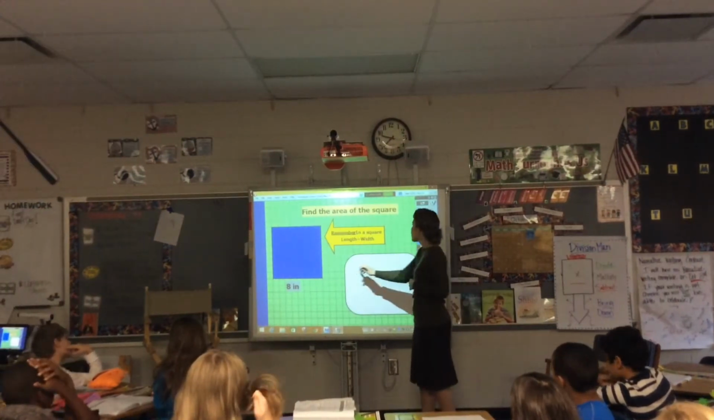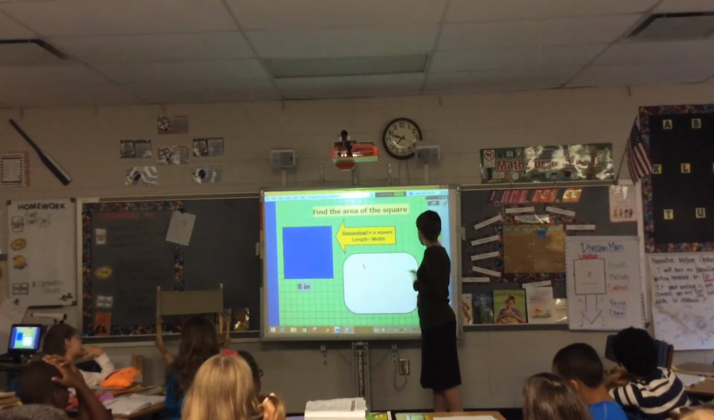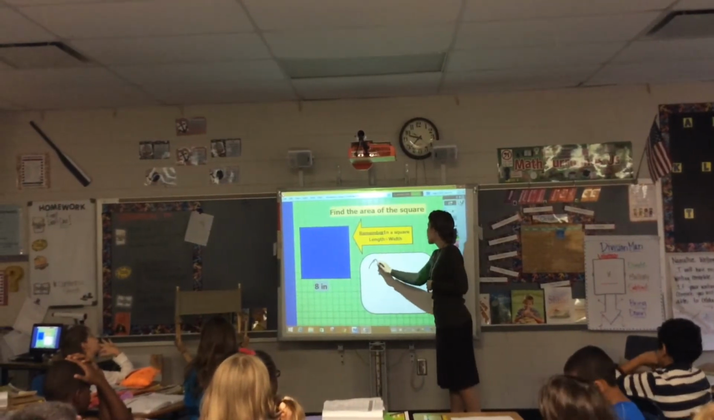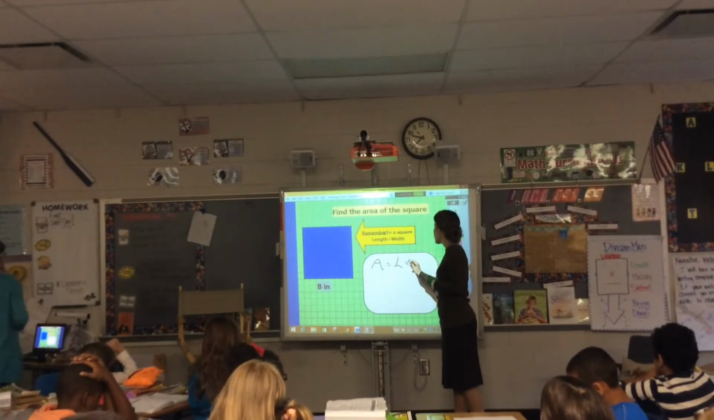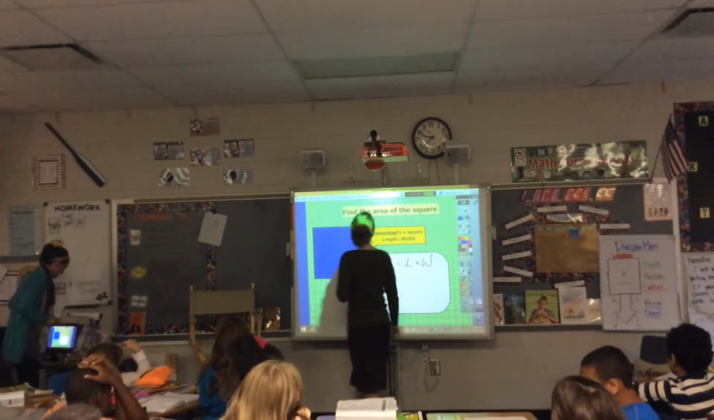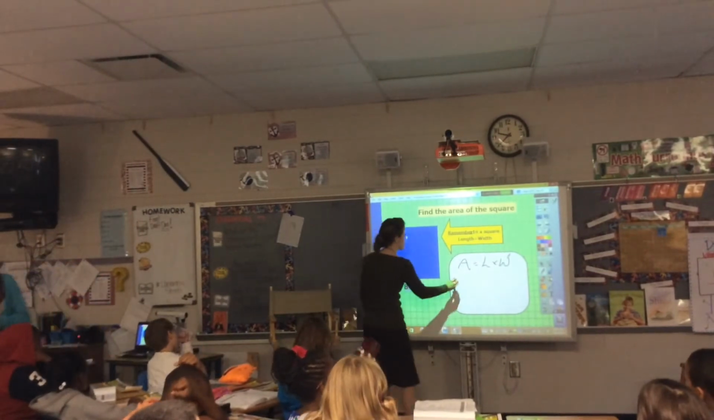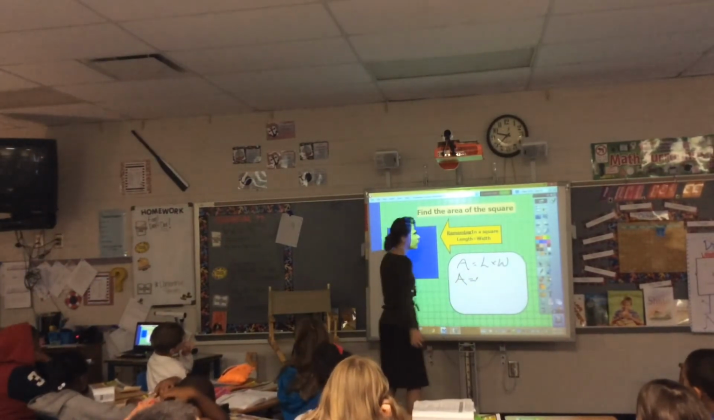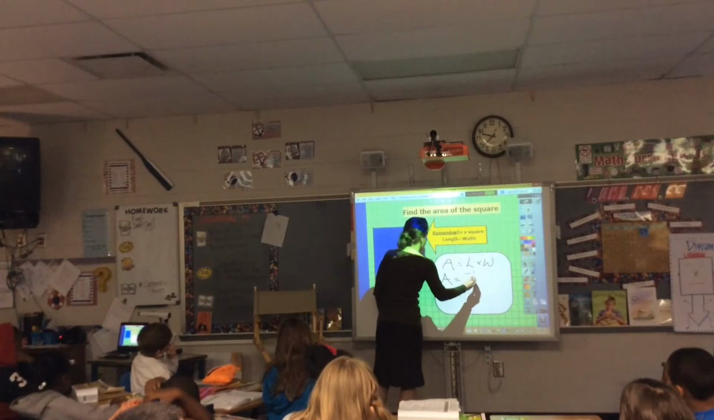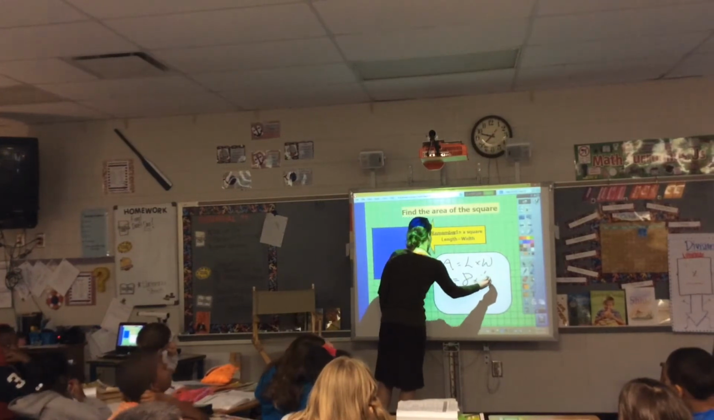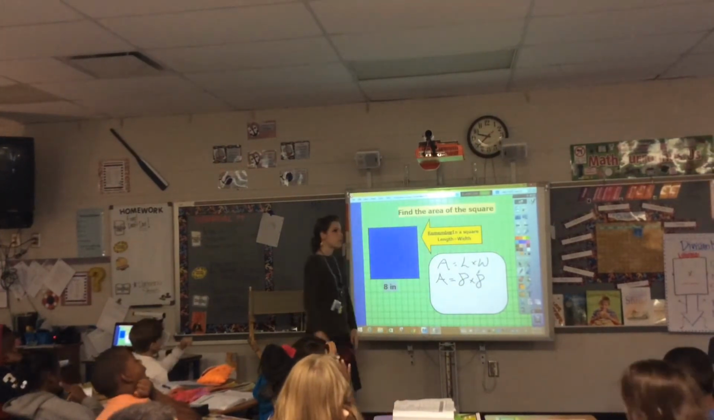Okay, makes sense. So she's saying we have our area equals length times width, right? We know that each side of this square is equal. It's the same thing on each side because squares have equal lengths. So 8 times 8. What is 8 times 8?